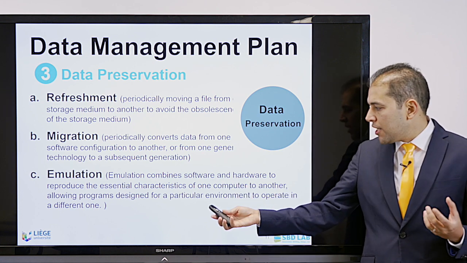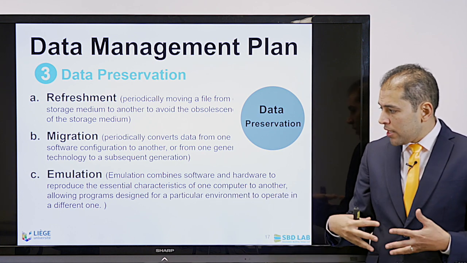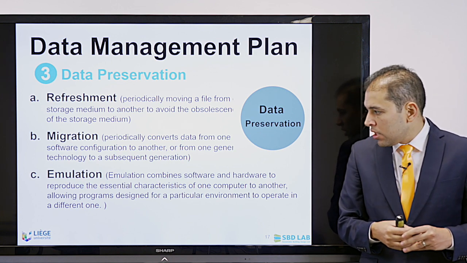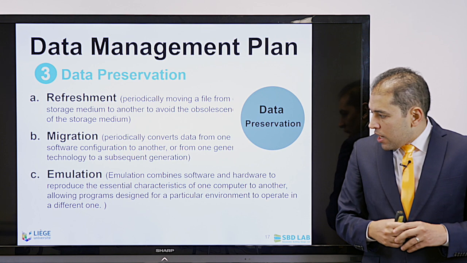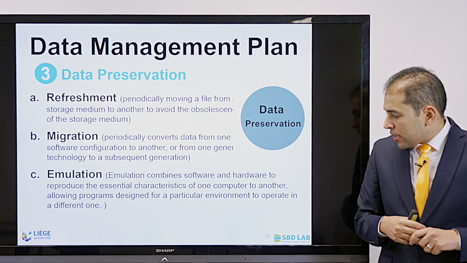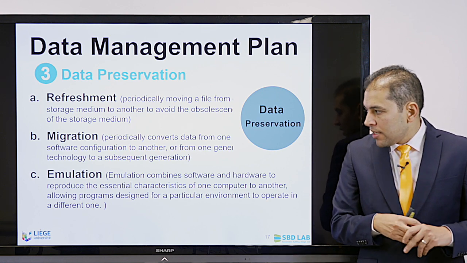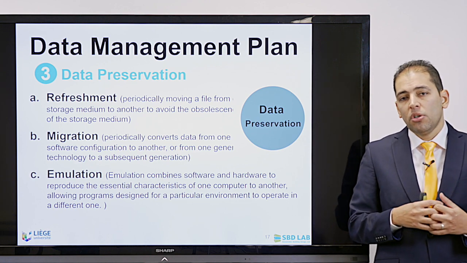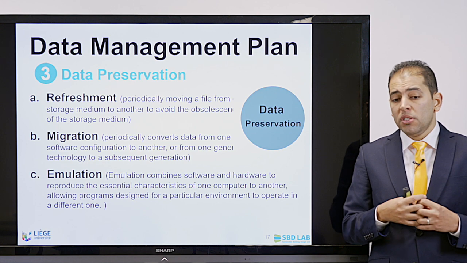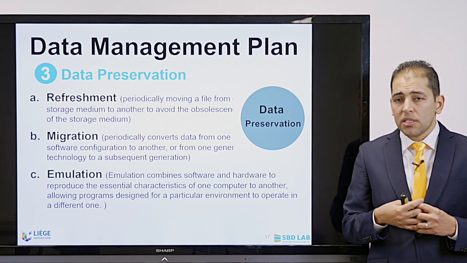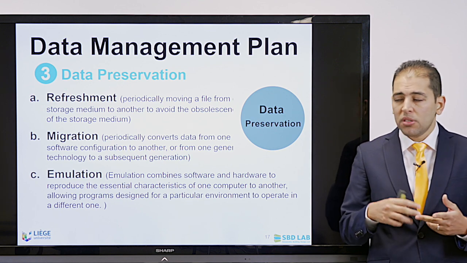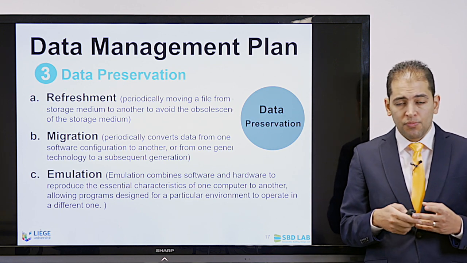And here we are combining software and hardware to reproduce the essential characteristics of one computer to another, allowing programs designed for a particular environment to operate in a different one. And here you are talking about a software that you are using or repositing. So these are all different techniques that you need to look at when you are talking about data preservation: the refreshment, the migration, and the emulation.